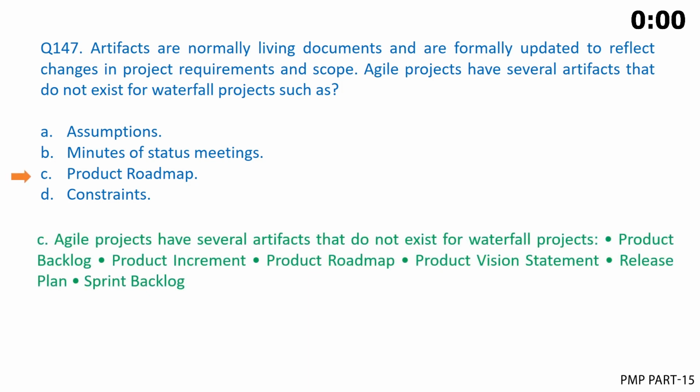The correct answer is C. Agile projects have several artifacts that do not exist for waterfall projects, such as product backlog, product increment, product roadmap, product vision statement, release plan, and sprint backlog.